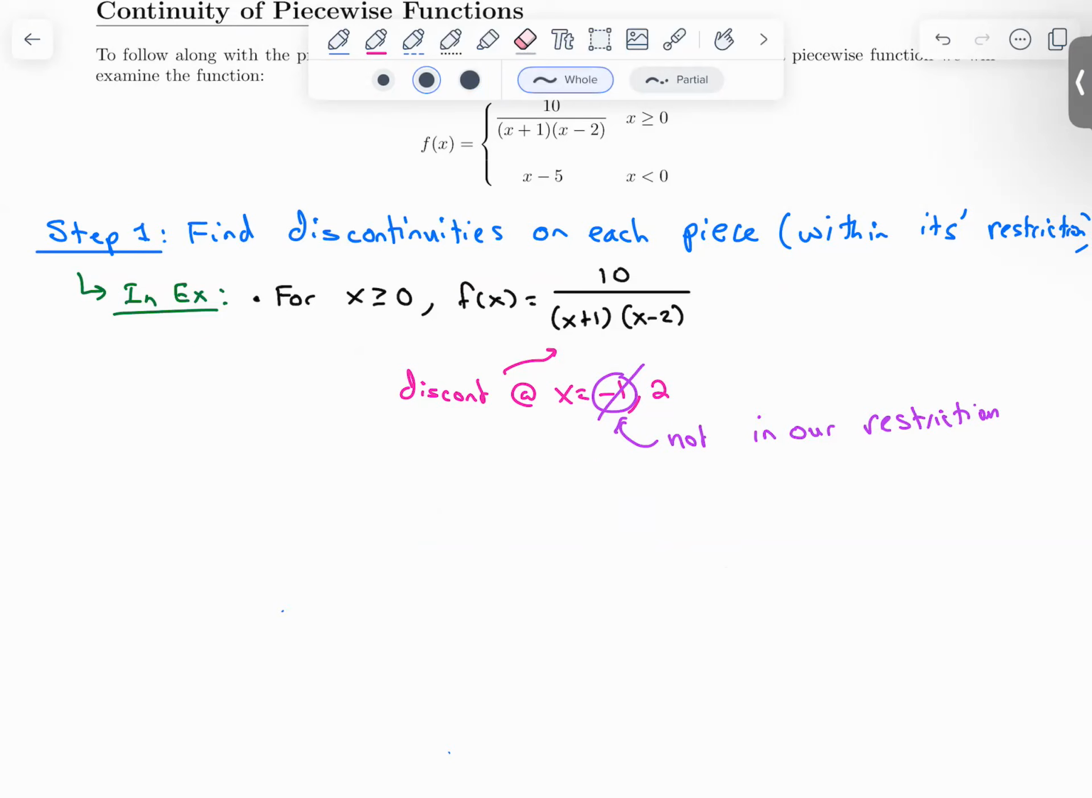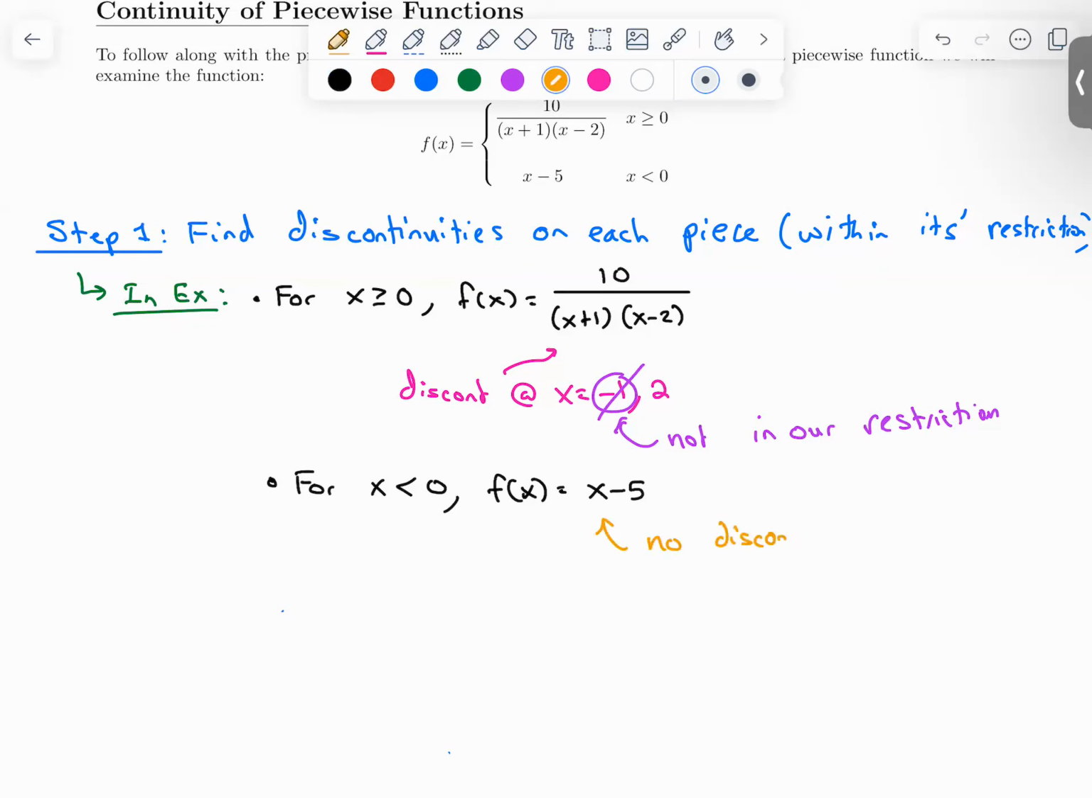So that is one discontinuity. Then we also have to check out the other function. For x less than 0, f of x will equal x minus 5. That is a line, and lines are fine. Lines are polynomials, and polynomials are continuous everywhere. No discontinuities, because polynomial.